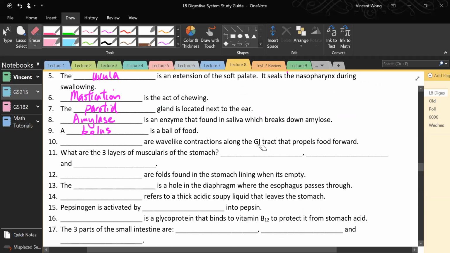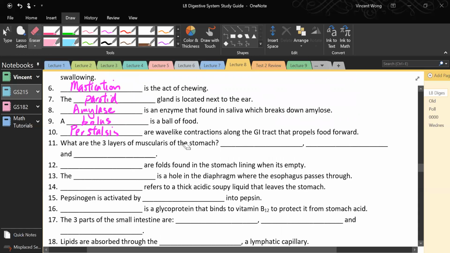Wave-like contractions along the GI tract that propel the food forward, that is the peristalsis. It's not gravity that causes your food to fall down to the stomach. You can swallow upside down. You swallow in space where there's no gravity because of this peristalsis, these wave-like contractions. It's like squeezing a tennis ball through a stocking or something. It's like muscle propulsion that causes them to move forward.